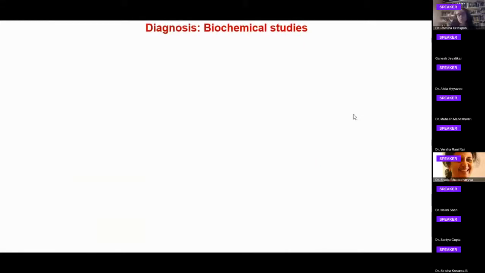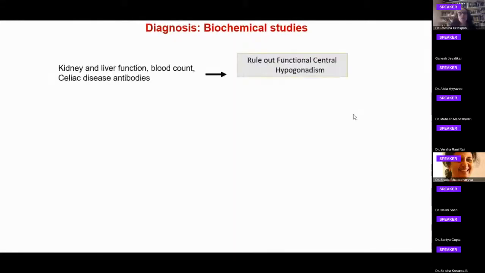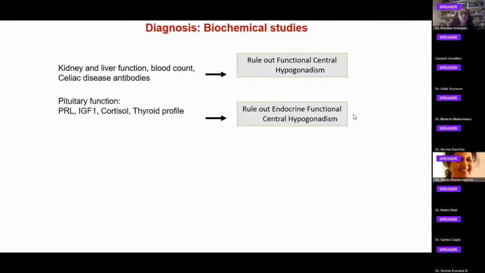When we want to study a patient with delayed puberty, we ask for biochemical studies, renal and liver function, blood count, celiac disease antibodies. All of these rule out functional central hypogonadism. Then we ask for prolactin, IGF-1, cortisol, thyroid profile. These allow us to rule out endocrine functional central hypogonadism and other pituitary insufficiency.